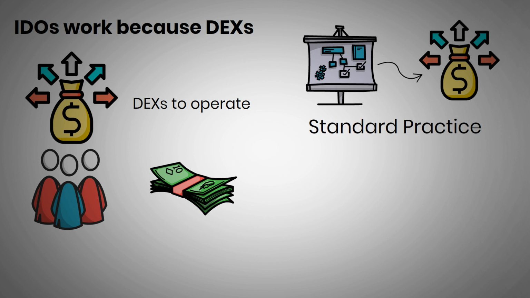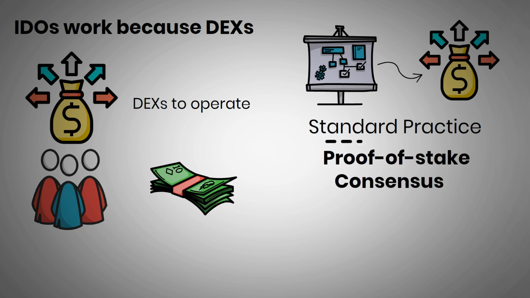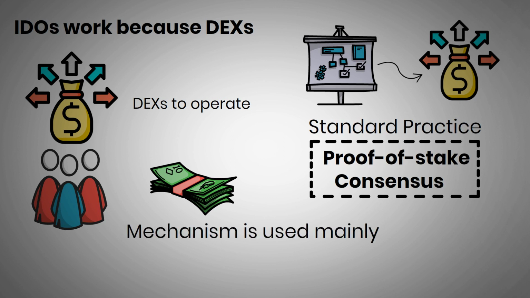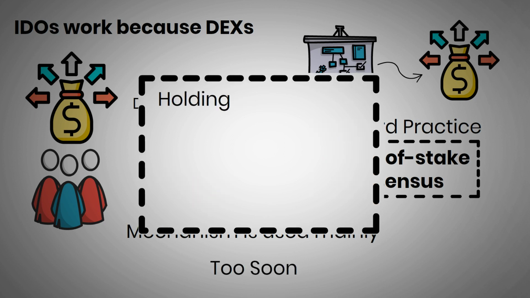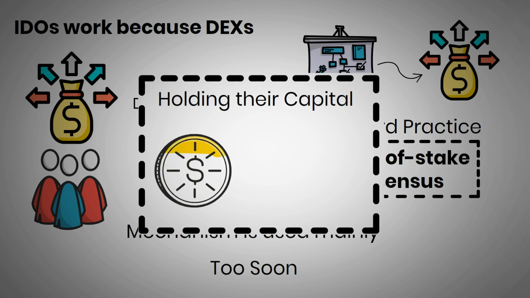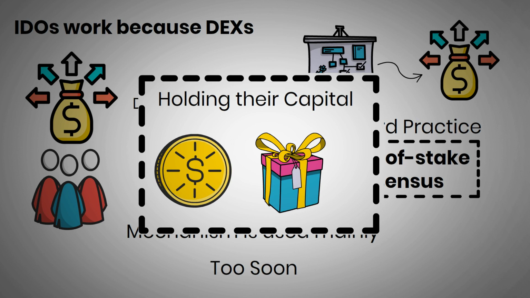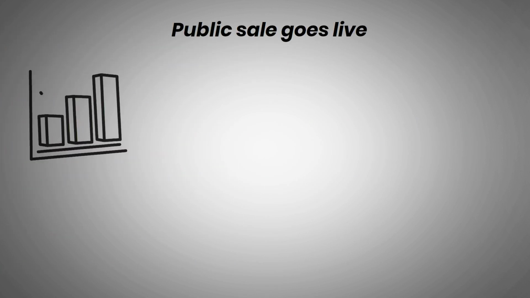Many projects also adopt a proof-of-stake consensus mechanism. The PoS consensus was designed to secure networks, but in this case, the mechanism is used mainly to discourage investors from selling too soon. The PoS consensus involves investors holding their capital in the supported token inside their wallets. In return, investors accrue rewards for their stake in the network. Once the public sale goes live, the token value increases. Once the first sale takes place, the price will begin to move upward.